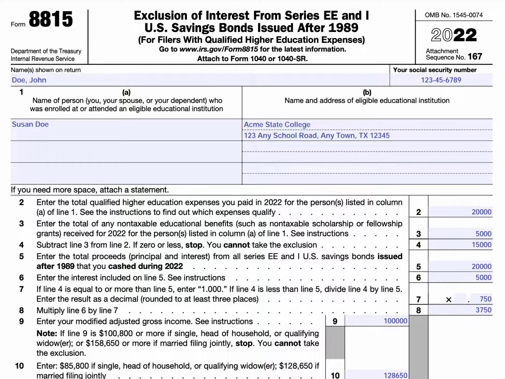So the exclusion of interest simply means that you can report the interest on your tax return and not pay taxes on it. The qualifications are that you have to have qualified higher education expenses, they have to be qualified savings bonds, and the taxpayer must meet certain income thresholds. So we'll walk through this form. We'll go through a couple of the steps that you might need to determine so that you can figure out the tax excludability of your interest.